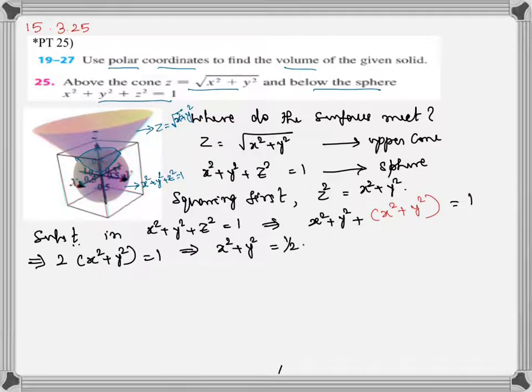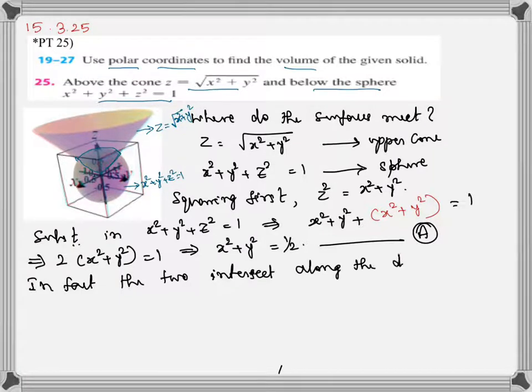So this is the boundary of the disk. Actually, they intersect along a disk. So in fact, the two surfaces intersect along the disk, whose equation is x square plus y square less than or equal to 1/2. The boundary is the circle, x square plus y square equal to 1/2.